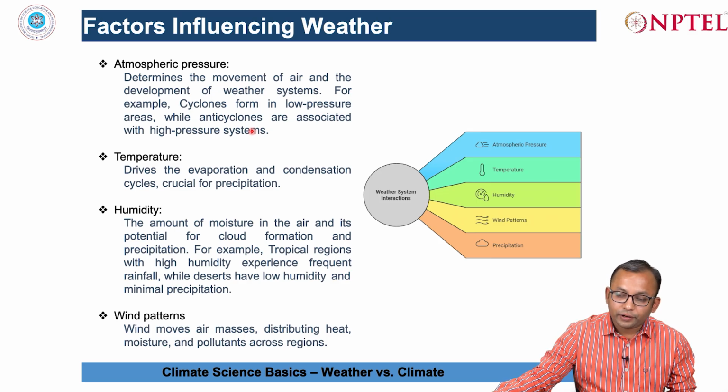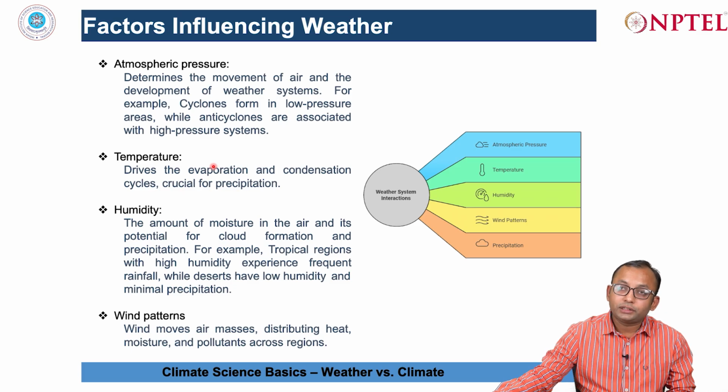There is another factor which might influence the weather behavior, for example, temperature, which drives the evaporation and condensation cycle and is crucial for the precipitation pattern of different regions. Then the third important thing is humidity.